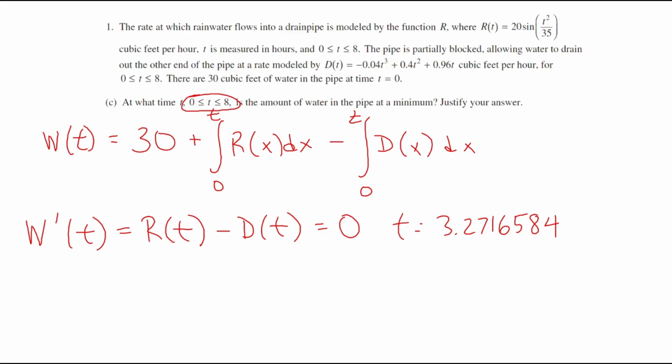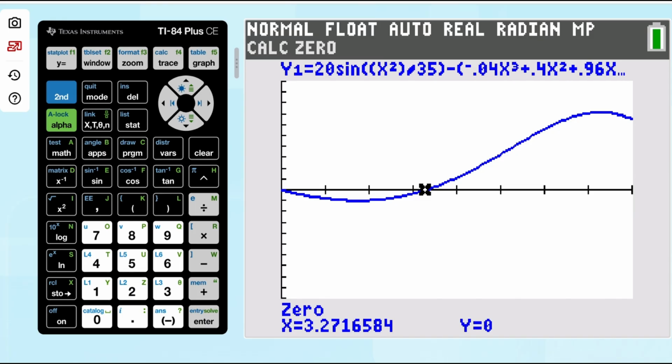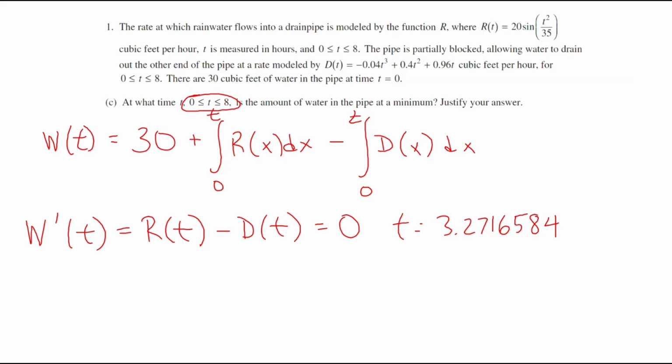And so we can see from our graph that the rate of change of the water, our function here, r minus d, is negative on the first part of this interval, and then it's positive on the second part, which means that the function we were talking about, w, is decreasing and then increasing. So if our function decreases and then increases, the minimum must be at that critical value.